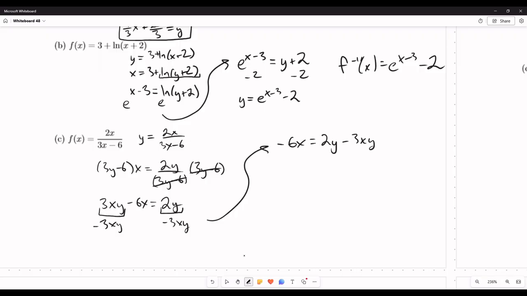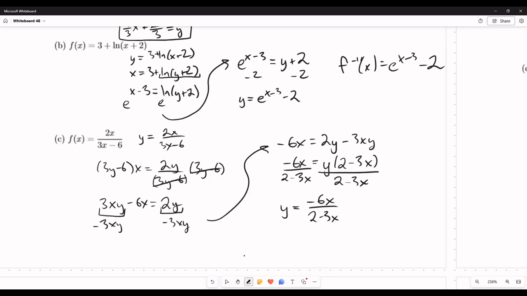And then I want to factor out that y. So we'll factor it out. And when I factor it out, I'm left with something like this. And to finish solving, I'll just go ahead and divide by what's being multiplied to y. That gets me that y equals negative 6x over 2 minus 3x. And that's a perfectly fine answer.